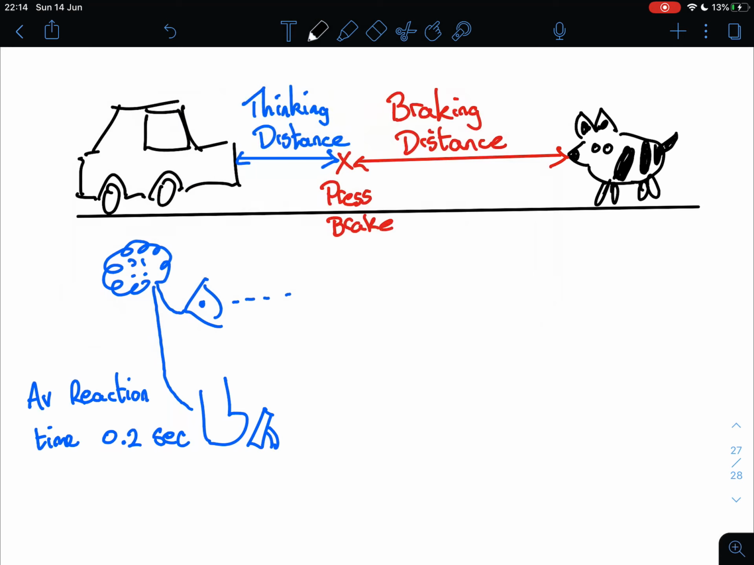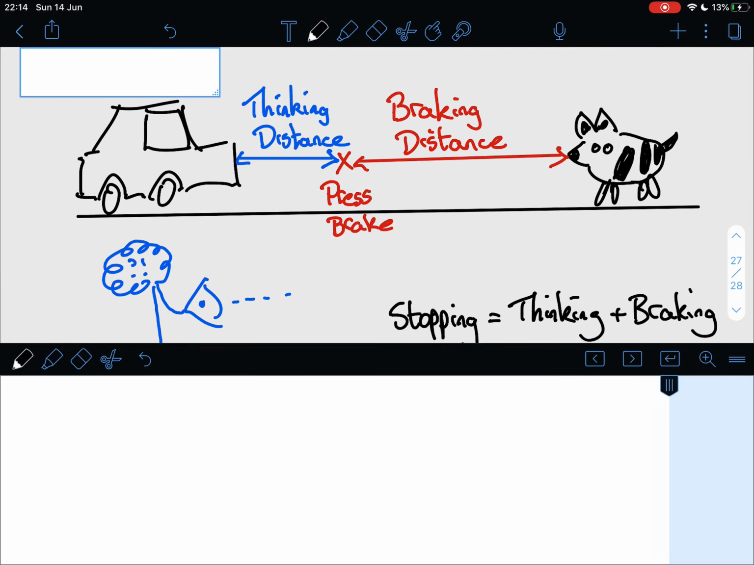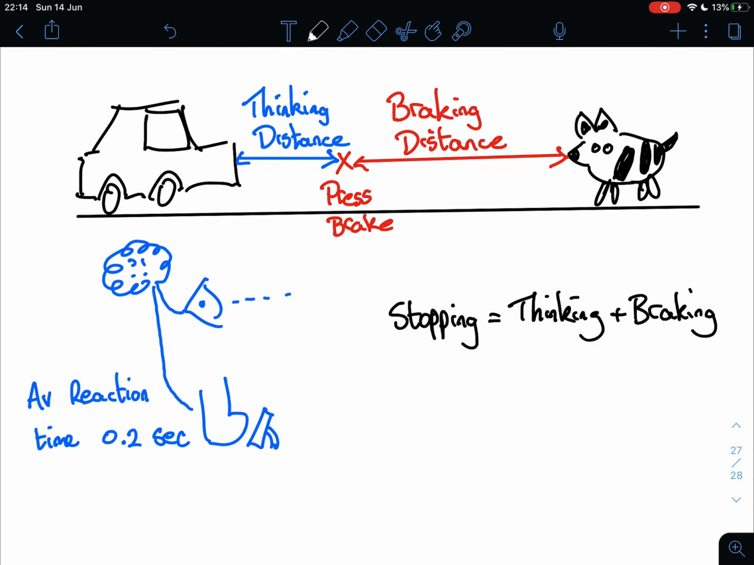So, taken as a whole, we can see that the stopping distance, I'm just going to put stopping, is equal to thinking plus braking. And you can see these written either as the word distance or as the word time. So I'm going to put distance / time. I will probably talk about them both interchangeably. It won't make any difference in this case.